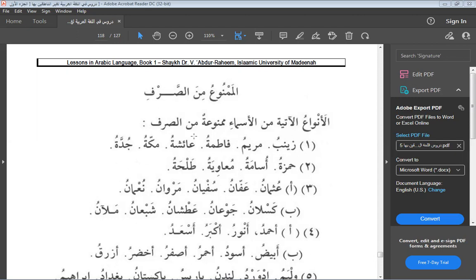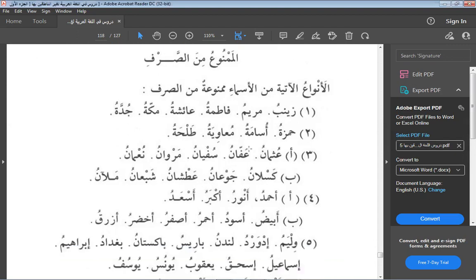So today we are just going to look at those words that fall in that category. That is just what is in here, because we've already understood the topic itself. It says al-anwa'ul atiyatu min al-asma'i mamnu'atun min as-sarf. The following types of words are mamnu' min as-sarf. That is, they are prohibited from those changes, taking kasra and all that. So they are just going to show us the types.